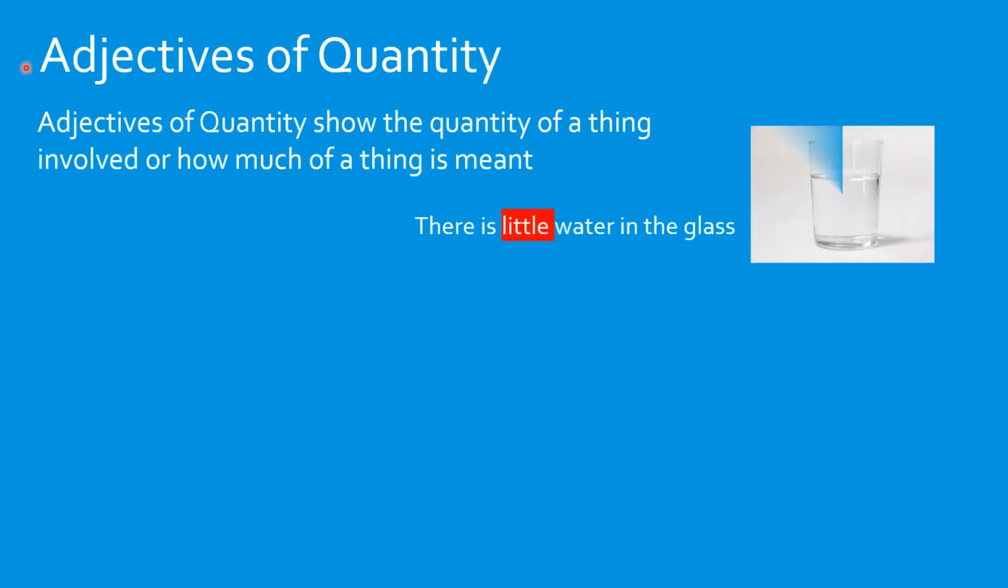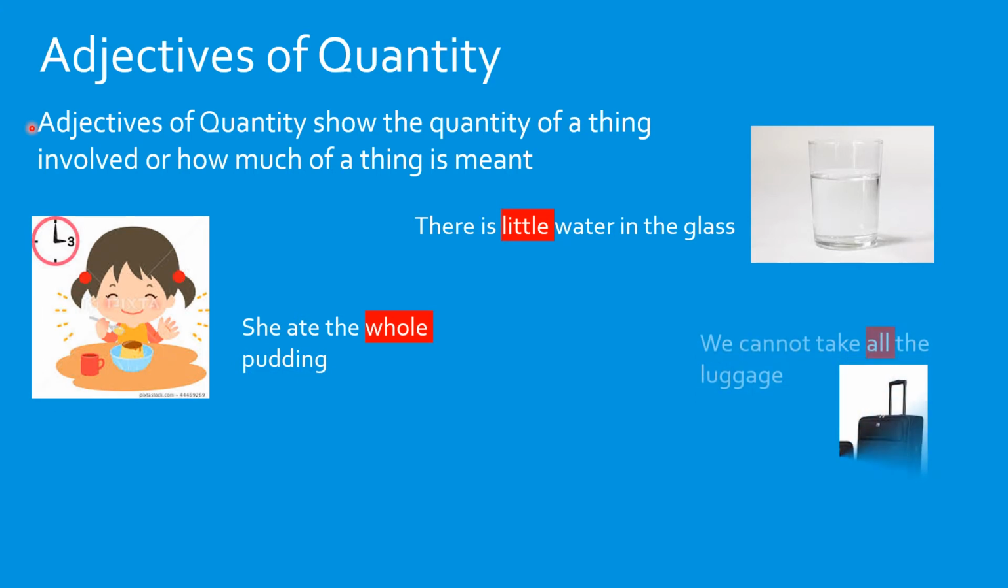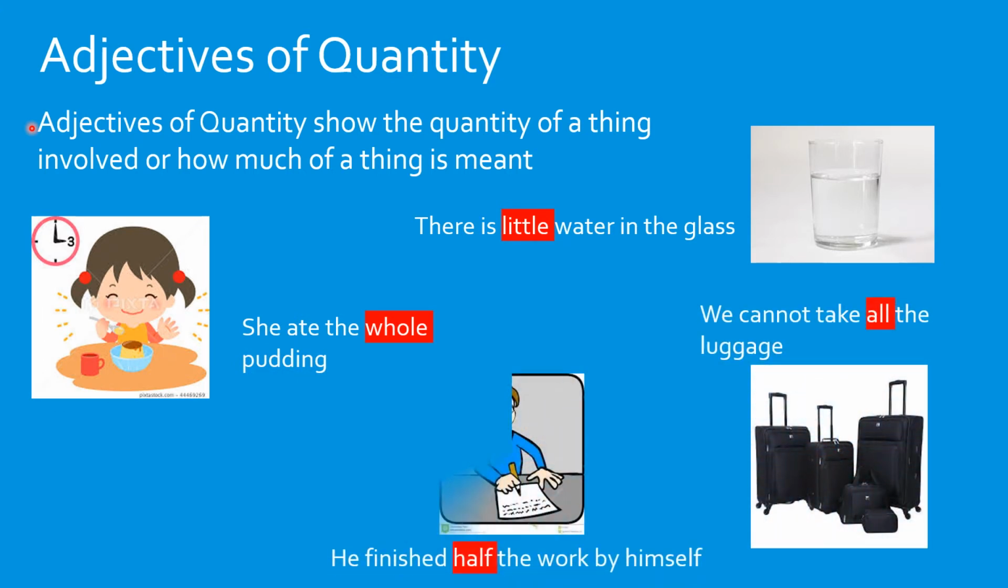Adjectives of quantity. Adjectives of quantity show the quantity of a thing involved or how much of a thing is meant. Look at the following examples. There is little water in the glass. So you ask the question, how much water? The answer is little. So little is the adjective of quantity. She ate the whole pudding. How much pudding? Whole. So whole is the adjective of quantity.